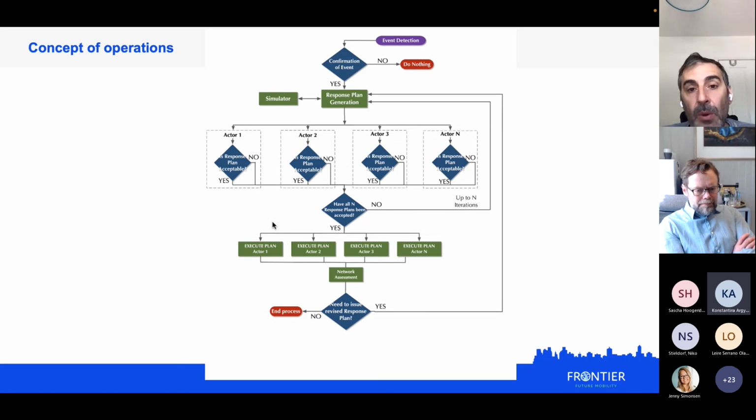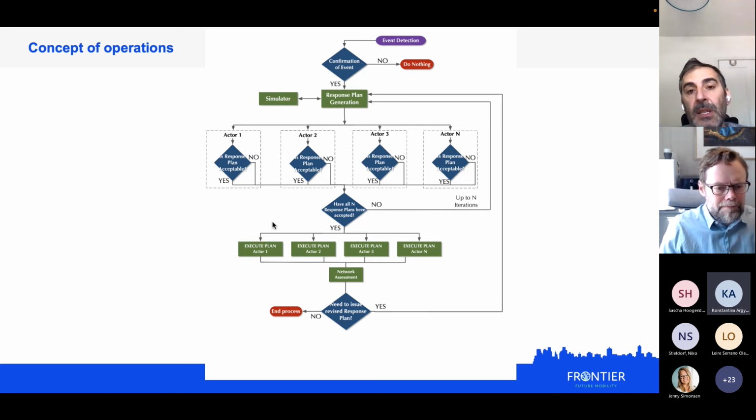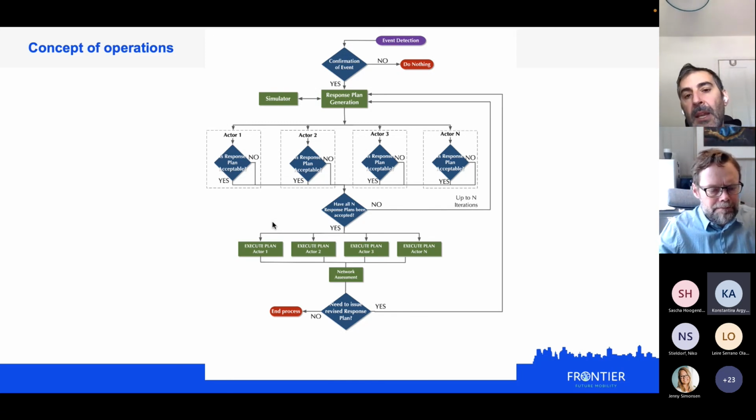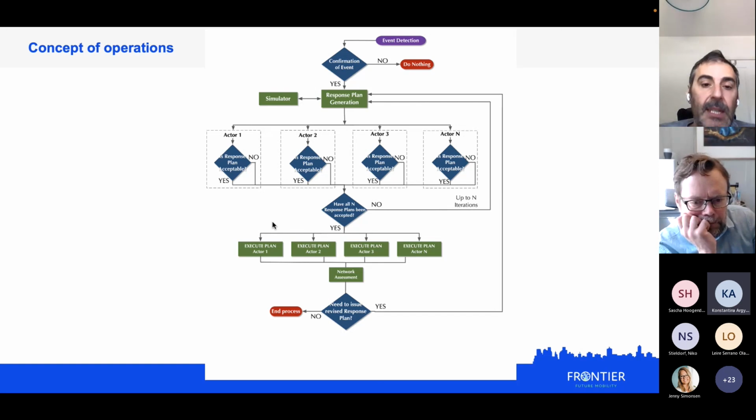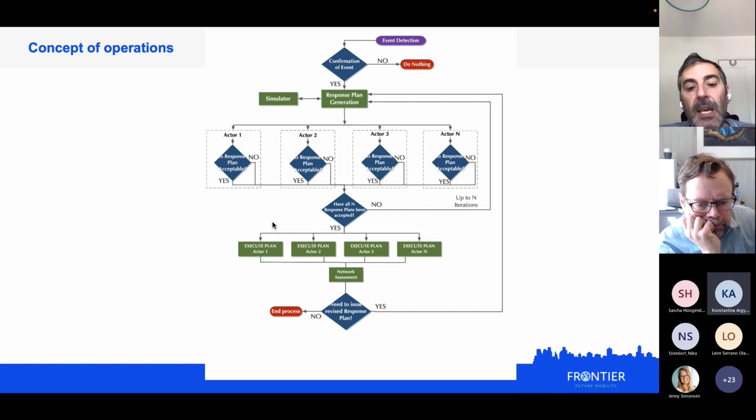The second stage is the response plan generation, and this is something that has to be done in a collaborative way. There may be different response plans, and then all the different actors must agree to a single response plan. Once this response plan has been agreed, then comes the execution of this plan. Following the execution, we monitor the performance, and if necessary, we go back to the beginning and start this process again. If everything goes well, then we can declare the event as finished and resolved. And we try to have this concept of operations for the ADME solution that we develop.